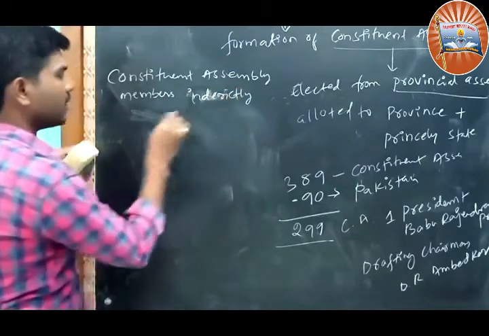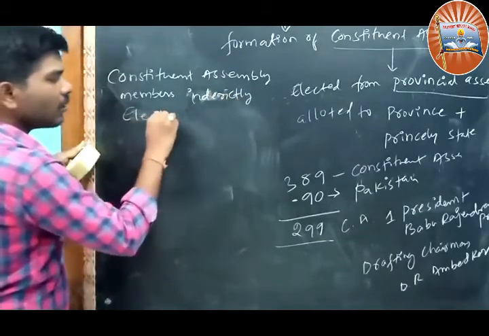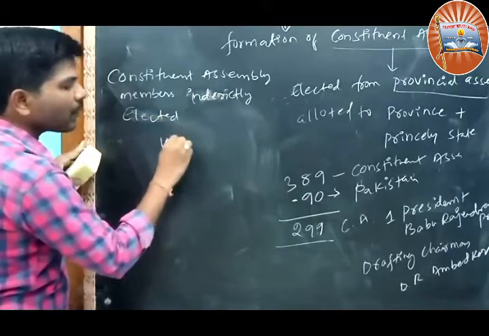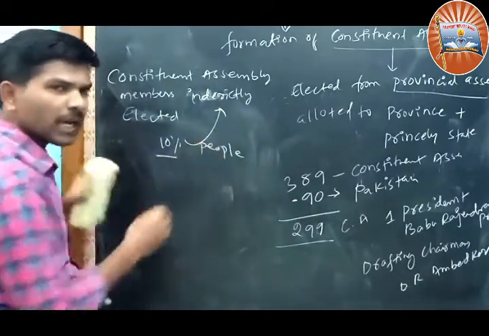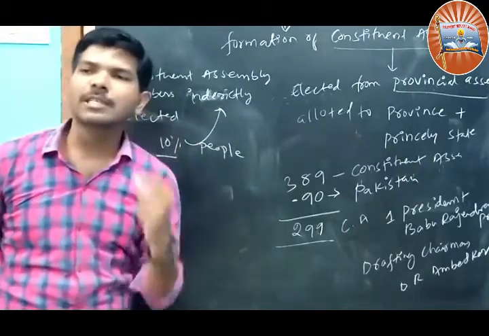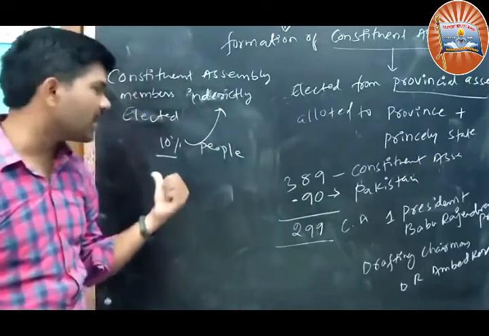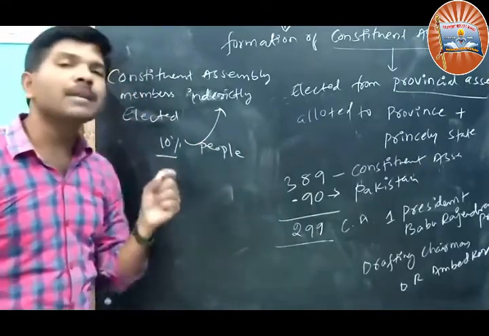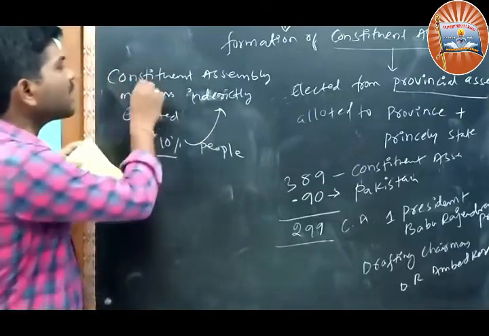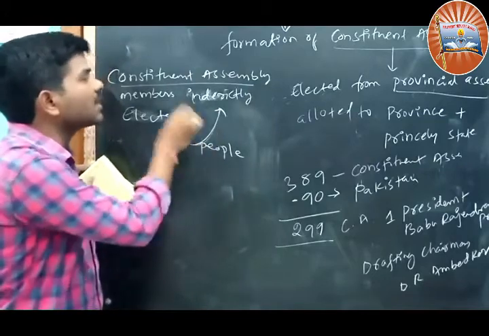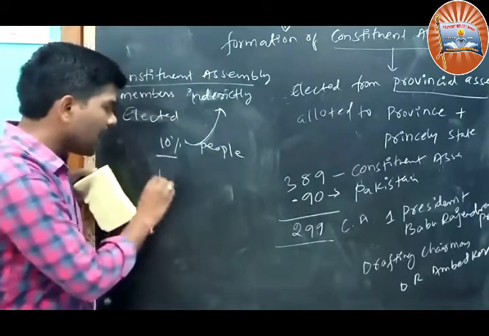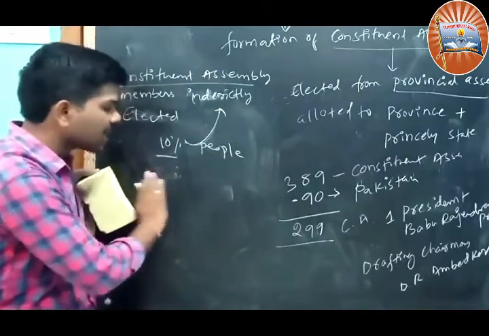Indirectly elected means only 10% of the people elected them. Only 10% of the people. Those times voting rights were there for very few people. Only 10% of the population elected the members of the Constituent Assembly. I repeat, 10% of the people elected the Constituent Assembly members, and these members were indirectly elected.